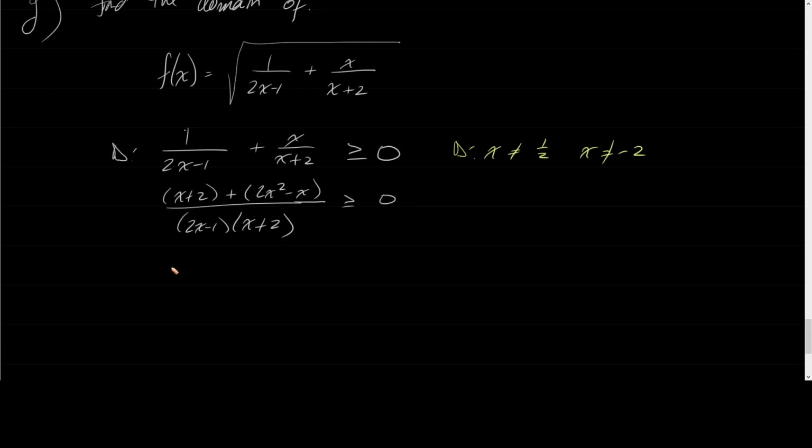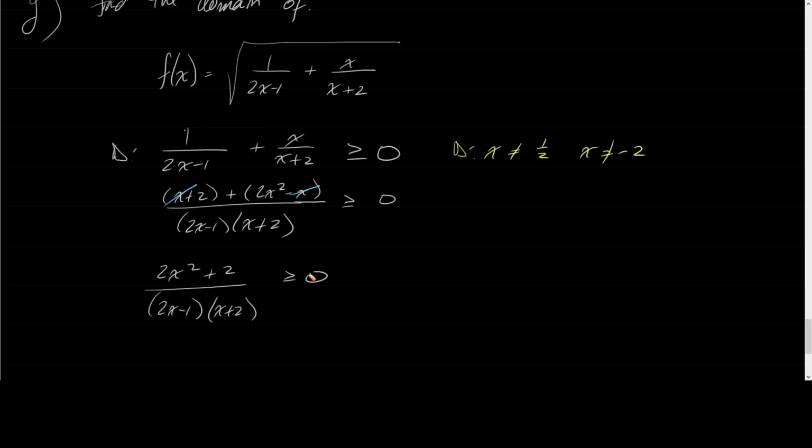So combining like terms on the top, we get 2x squared plus 2, right? 2x squared. The x's cancel out, right? So I have x plus negative x. So I get 2x squared plus 2 over 2x minus 1 times x plus 2 has to be greater than or equal to 0.